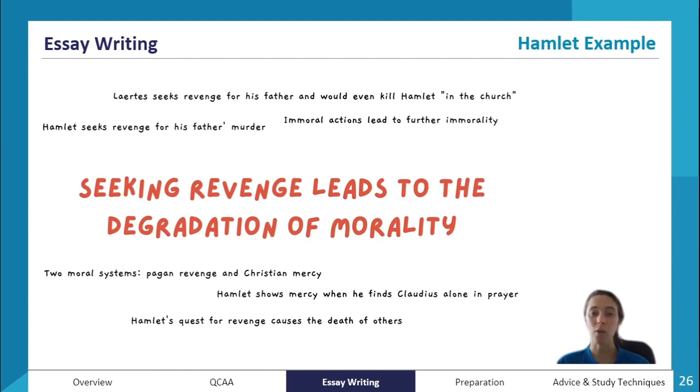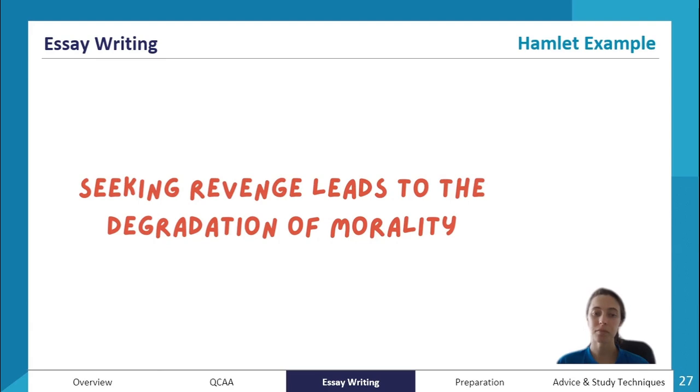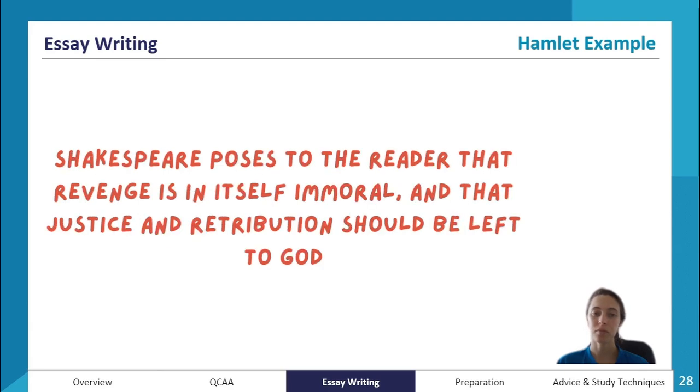So once you have all of those points down, you've got your ideas on paper, you can then think about your thesis and developing that thesis. So here we've got seeking revenge leads to the degradation of morality. So going after revenge is just going to make morality further away than it otherwise would be. And then we want to reformat that into our full thesis.